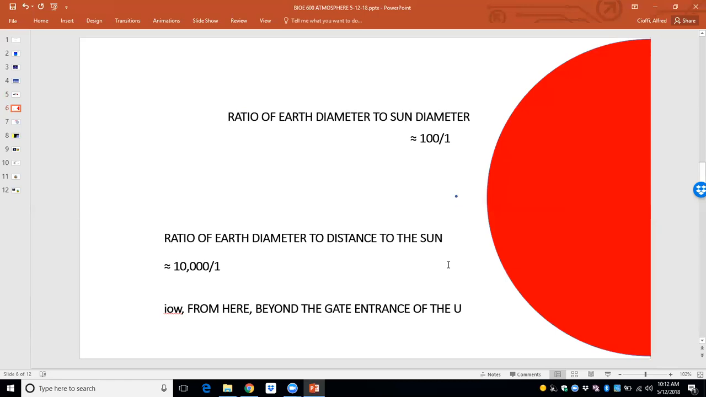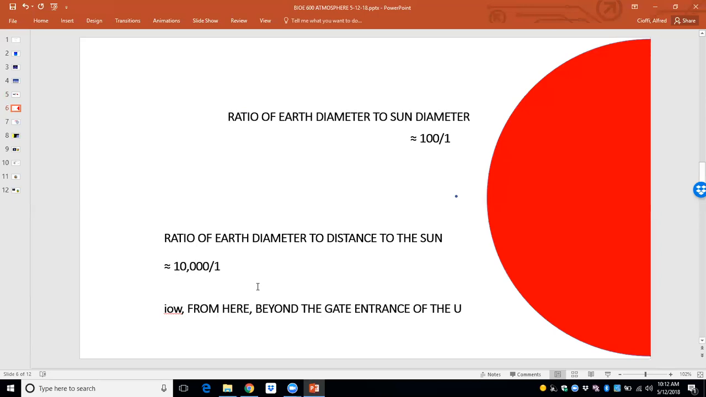If we were to use that as a standard, in other words, how many Earths would fit from here to the sun? Exactly, 10,000. If we were to line up, how far away are we from the sun? 10,000 Earths. Approximately. These are whole numbers, that's why I have the wiggle, approximately.